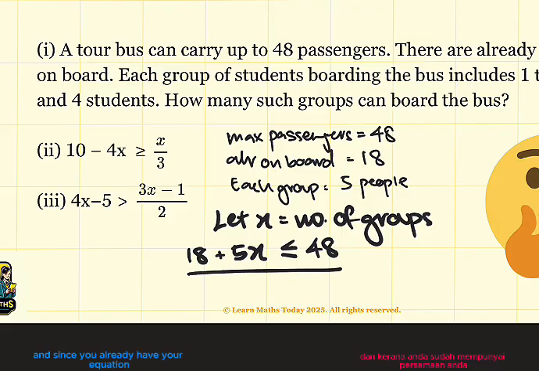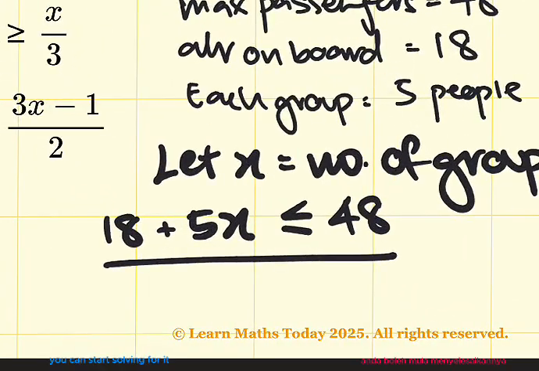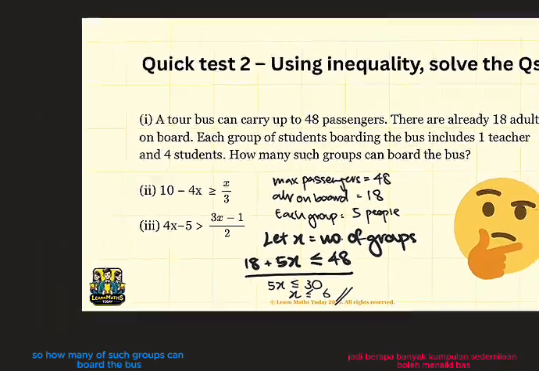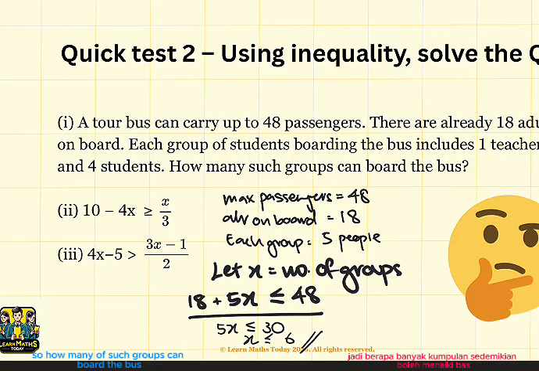And since you already have your inequality, you can start solving for it. To isolate the x, you minus 18 on both sides. And you isolate the x by dividing 5 on both sides, and you'll get 6. So how many of such groups can board the bus? It is 6 or below.